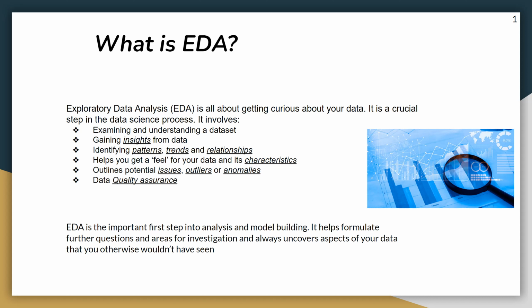It outlines potential issues, outliers, or anomalies, and you can do this with box plots, for example. I'll be showing how to do this, but I'm sure a lot of people learn box plots in GCSE maths. You work out the interquartile range and all of this, and you spot any outliers in your data set. And finally, EDA is important for data quality assurance. So EDA is the important first step into analysis and model building. It helps formulate further questions and areas for investigation, and always uncovers aspects of your data that you otherwise wouldn't have seen.